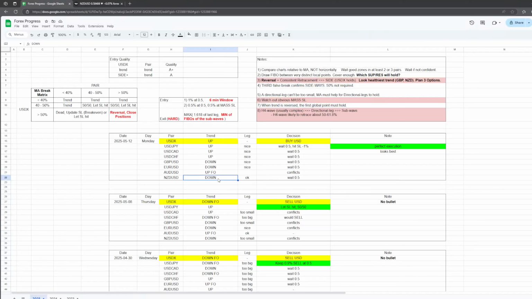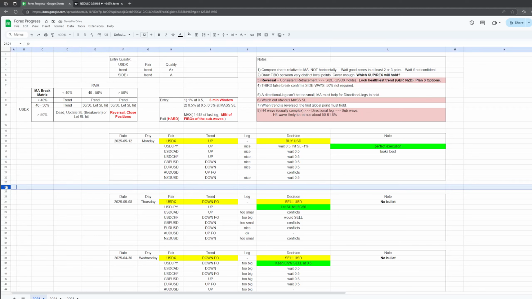Okay, let's write it down. New Zealand dollar USD, trend is down, leg size is nice, and our decision is to wait for a 50% retracement.